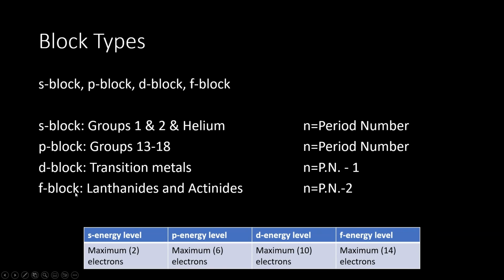And then for the F block elements, those are the lanthanides and actinides. Lanthanides are actually secretly part of period 6, and actinides are actually secretly part of period 7. The energy level of an F electron is the period number minus 2. Now S energy levels can only hold up to 2 electrons. P energy levels can hold up to 6. Each D energy level can hold up to 10, and each F energy level can hold up to 14 electrons.